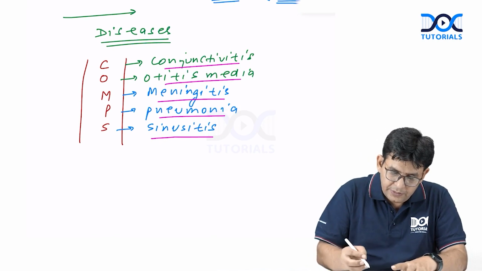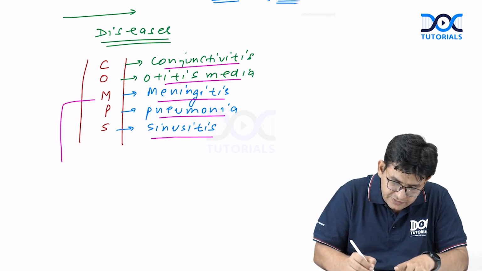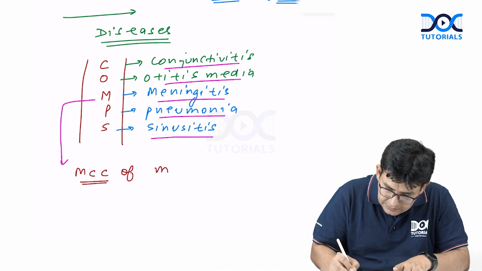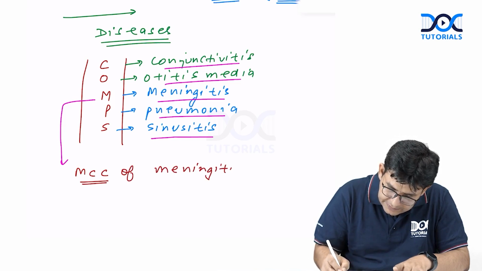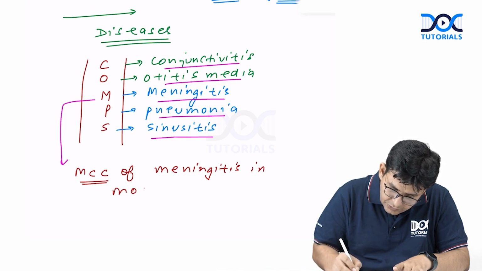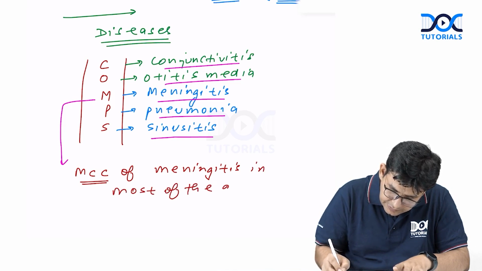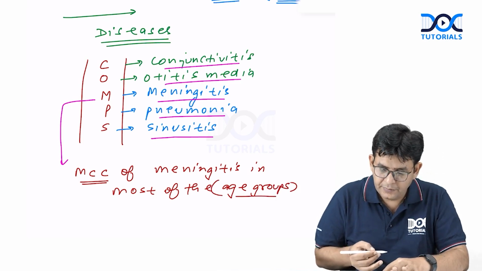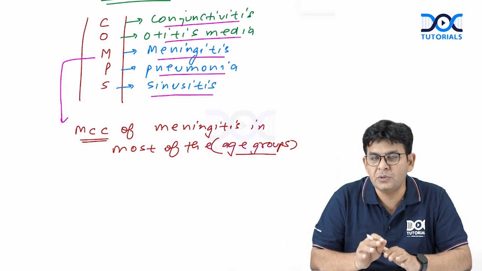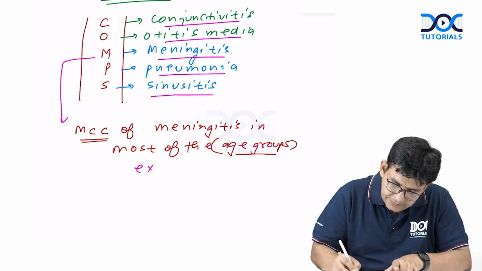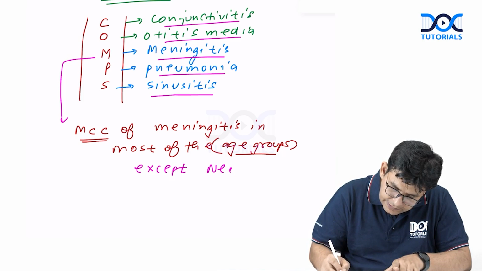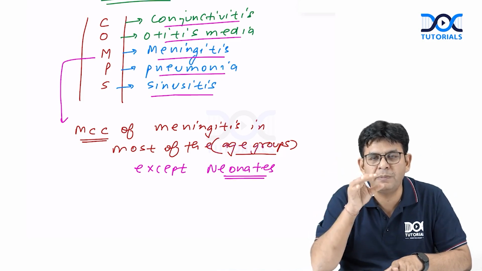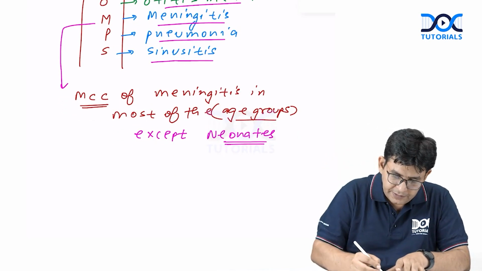Okay. Now talking about meningitis first. Pneumococcus is the most common cause of meningitis in most of the age groups, except the neonates. And you know, in the neonates, it is Group B Streptococcus agalactiae. Fine.